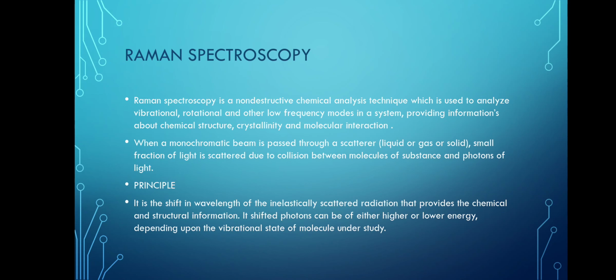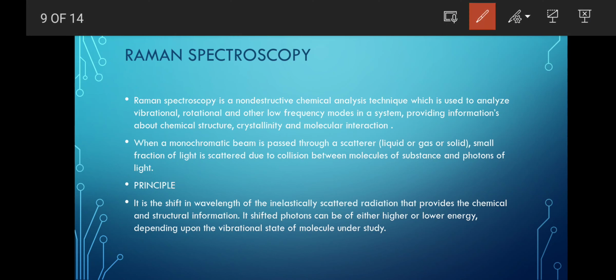Next, the Raman spectroscopy. In Raman spectroscopy, it is a type given by Raman. Most of these light sources are all non-destructive in nature. So this is a non-destructive chemical analysis technique which is used to analyze vibrational, rotational and other low frequency modes in a system, providing information about the chemical structure, crystallinity and molecular interaction. So these are highly chemistry words, right? So it determines all this activity.